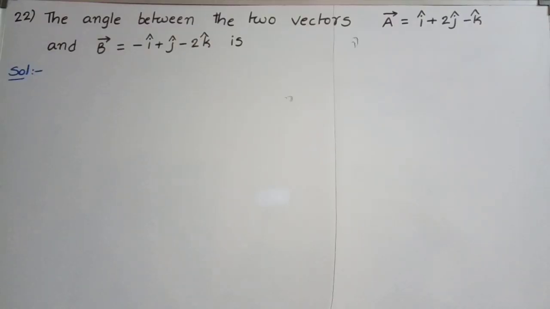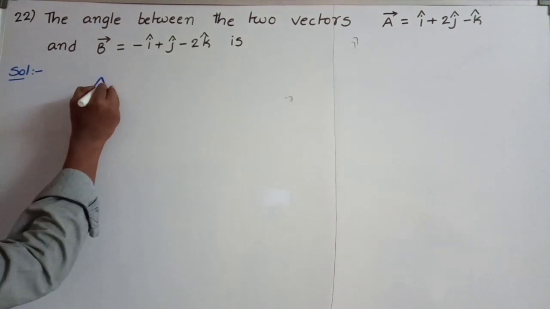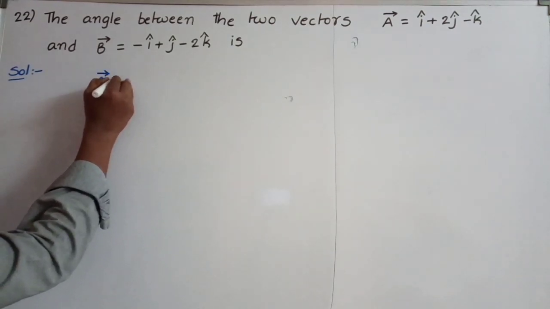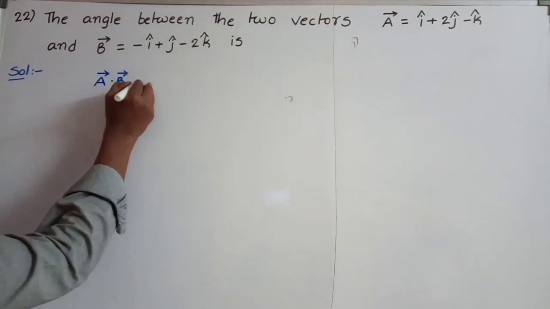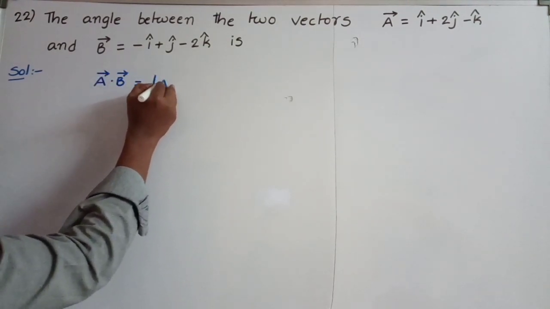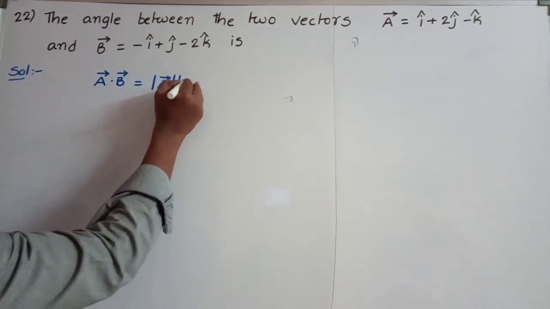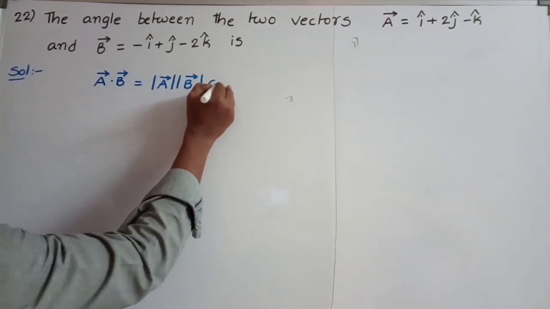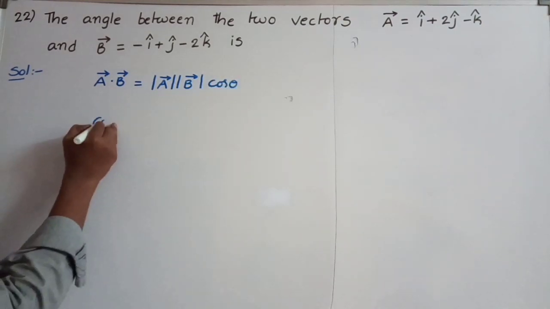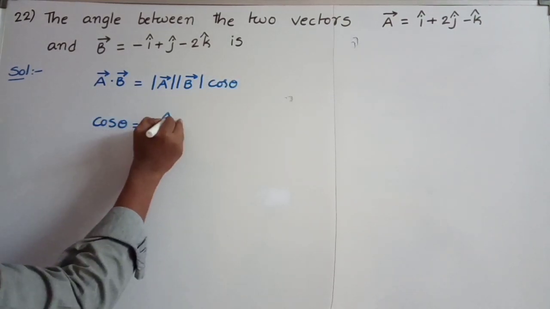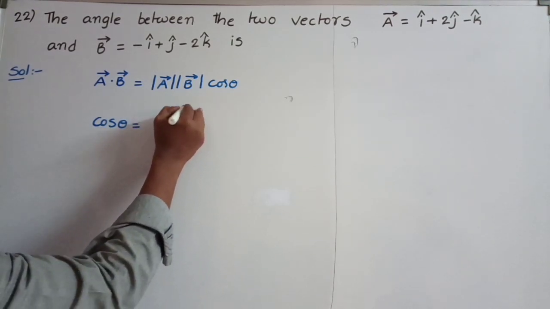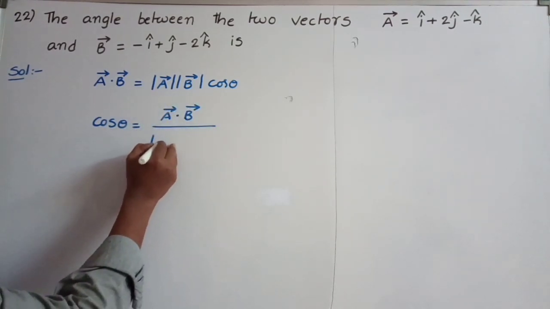Problem number 22. The angle between the vectors a bar is equal to i cap plus 2j cap minus k cap and b bar is equal to minus i cap plus j cap minus 2k cap. Here we know the dot product formula. According to the dot product, a bar dot b bar is equal to the product of magnitudes of the two vectors and cosine of the angle between them. From this, cos theta is equal to a bar dot b bar by magnitude of a bar into magnitude of b bar.